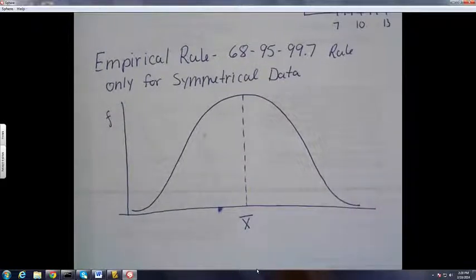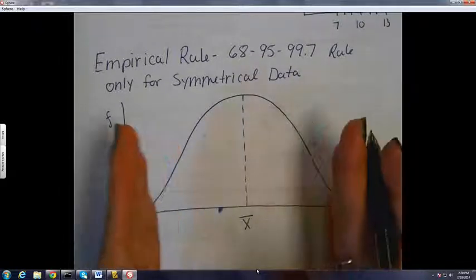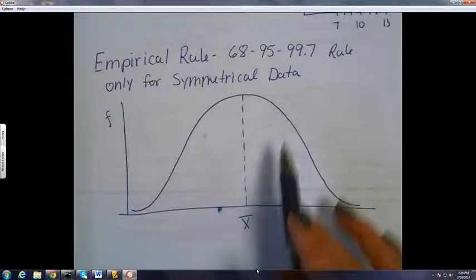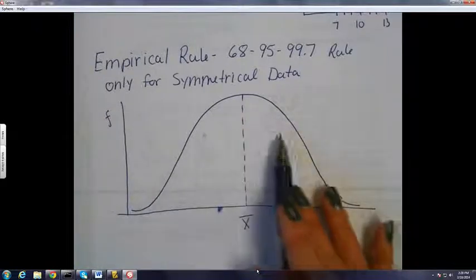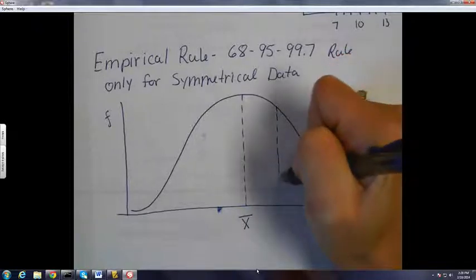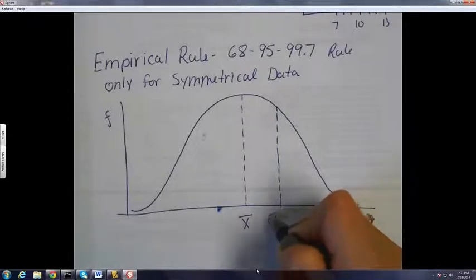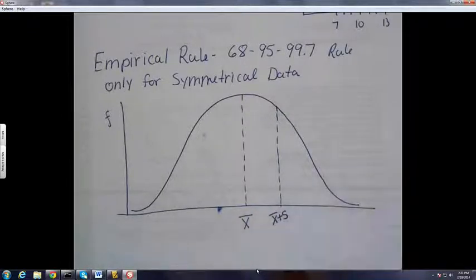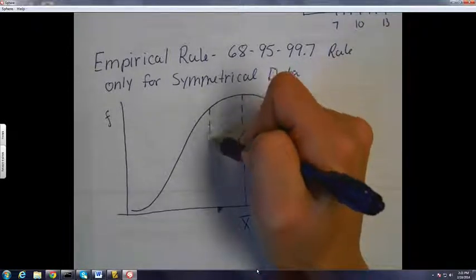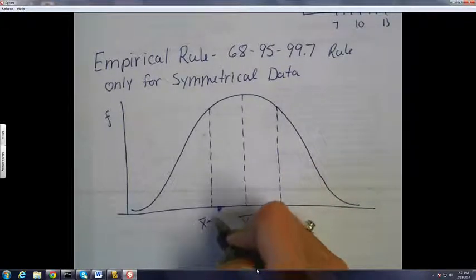Now what the empirical rule does is it chunks the data up into 3 standard deviations above and 3 below. And I'll show you here. So kind of estimate what I'm doing. If I go 1 standard deviation above, that's about here. So this, on a number line, this would be the mean plus 1 standard deviation, plus an S value. And then if I back up the same amount from the mean, this would be the mean minus 1 standard deviation.